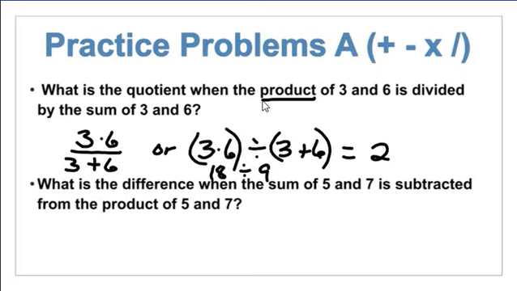Next example, what is the difference when the sum of 5 and 7 is subtracted from the product of 5 and 7? So they're asking you what is the difference, so that's a subtraction problem, when you're taking the sum, so I'm taking the sum of 5 and 7, I'm grouping those two together, and it says the sum is subtracted, so this is where my subtraction sign is. What am I subtracting from?